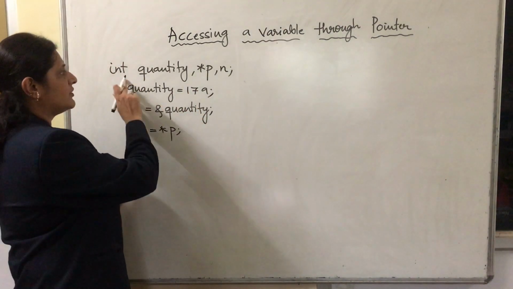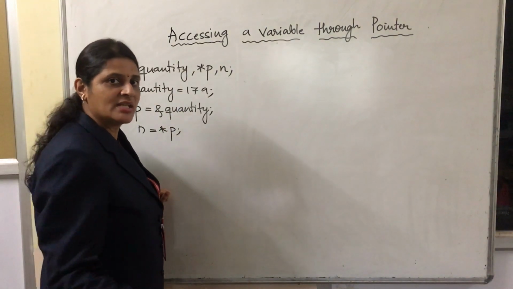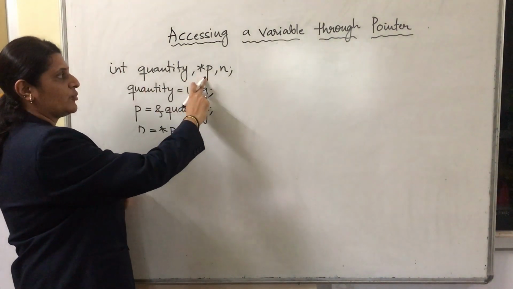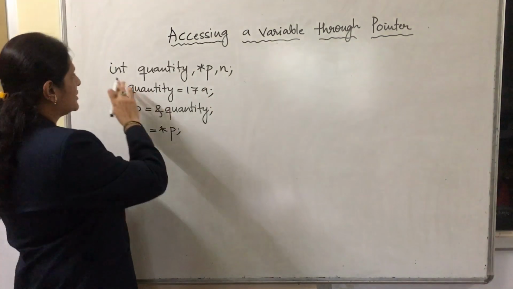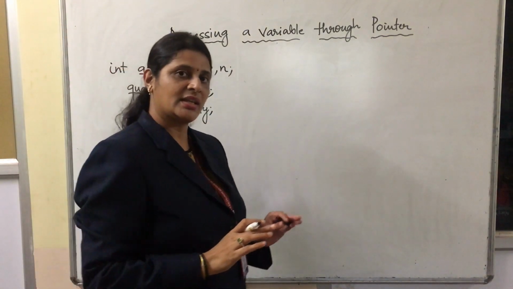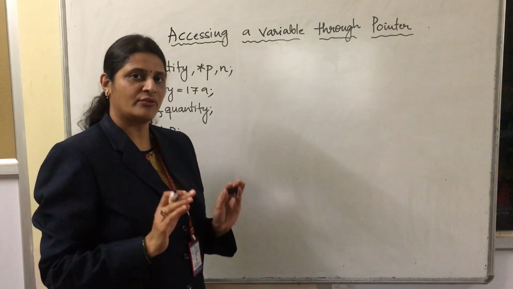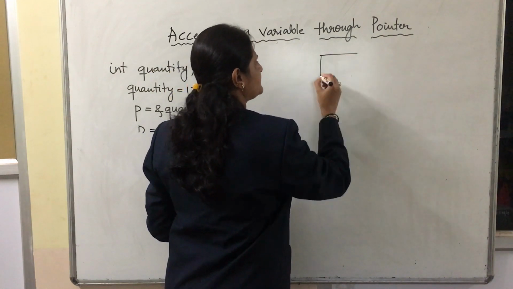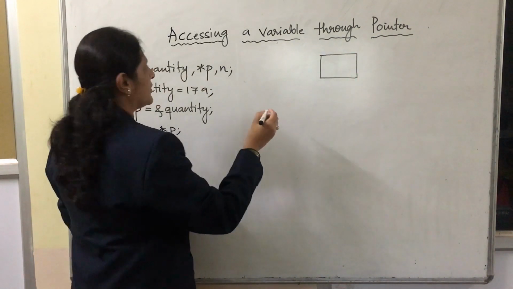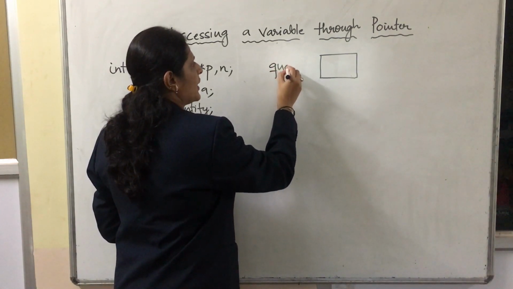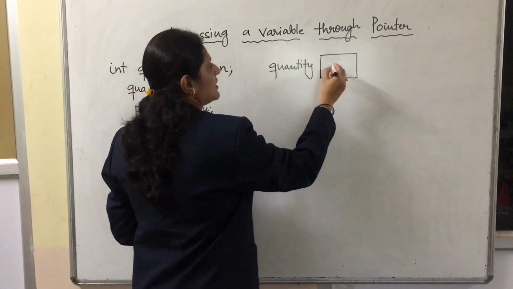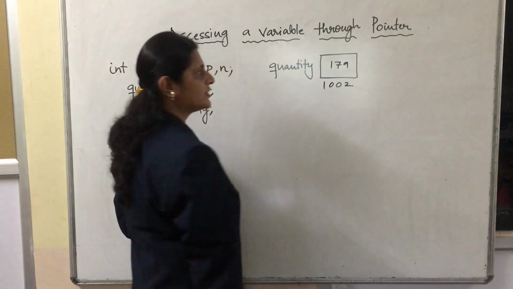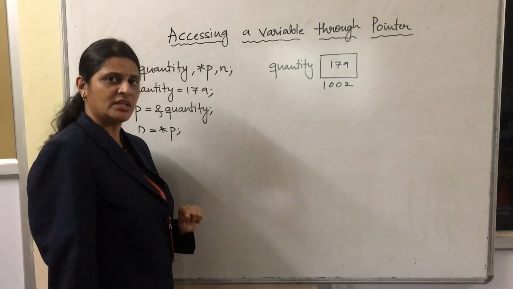As we all know, whenever we declare any variable, some memory is allocated inside the computer. Now we have declared quantity, a pointer variable p and n. These are all of type integer. Let us consider that our integer size is 2 bytes each. I will just show how the memory is allocated for these. First one, I will say quantity, which has value 179, and suppose the address of this location is 1002.